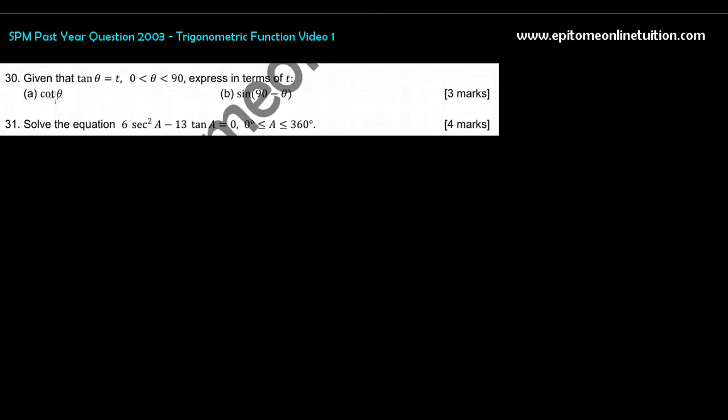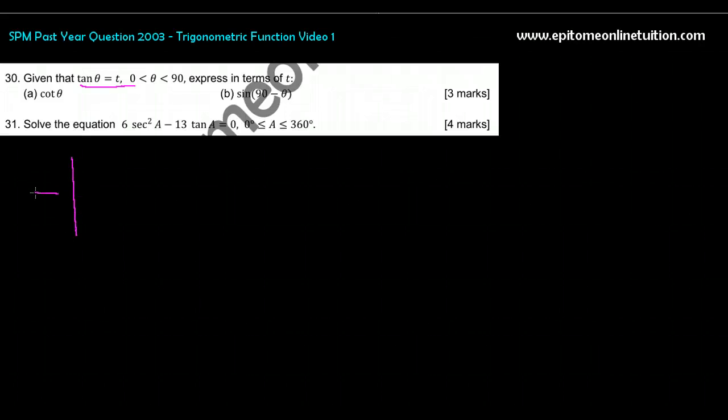Paper 1 question. It says given that tangent theta is equals to t and theta is between 0 to 90, expressed in terms of t. Now the first thing is this, you have to understand what this means. Theta is between 0 to 90. Okay, now between 0 to 90 means that it is in quadrant 1, correct? Quadrant 1. So you have to sketch out the triangle on your own from this information alone.